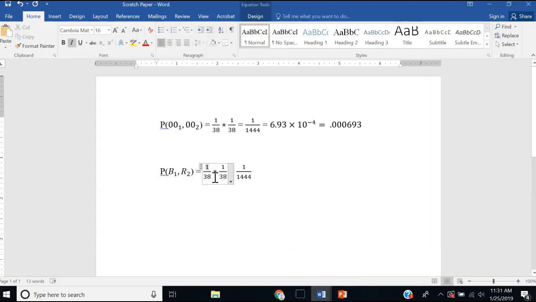Now, black is 18 out of 38 slots. Red, there are 18 reds out of a total of 38 slots. So if I'm just doing the multiplication straight, 18 times 18 is 324. 38 times 38 we already saw was 1,444. Now, I do want to say, again, you can write this as a decimal. If you wanted to write this as a decimal, round it to 4 decimal places, 0.2244.